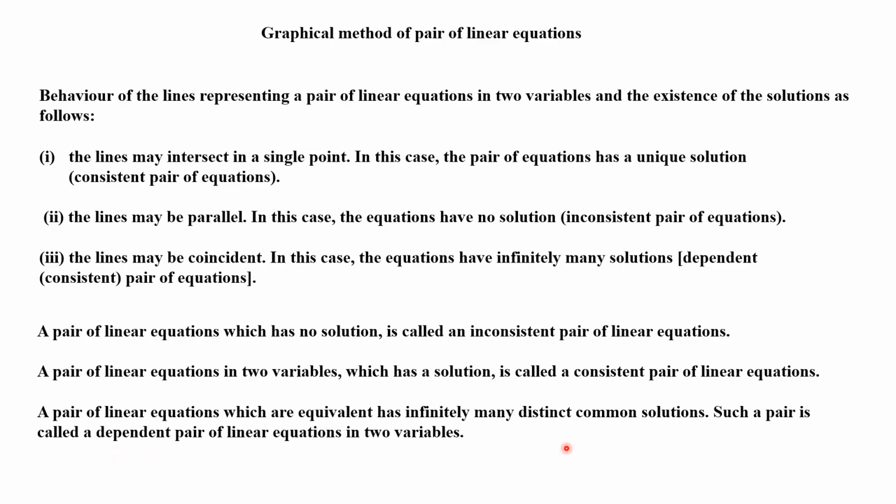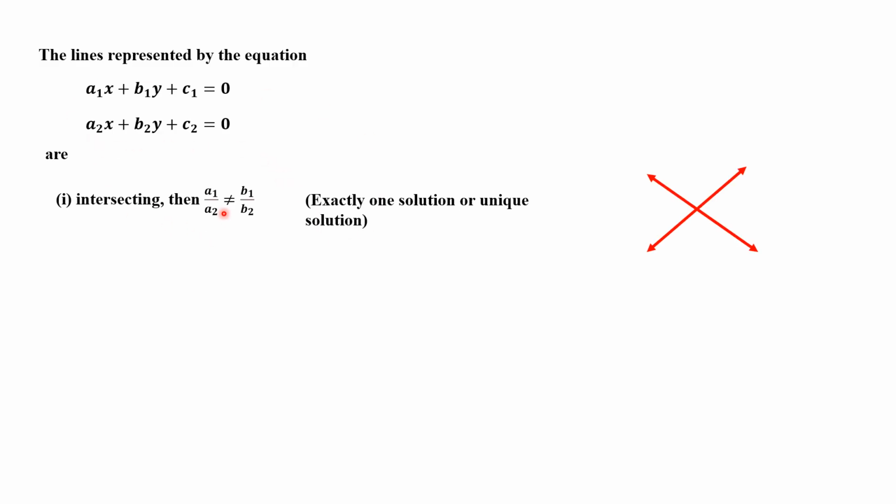So these are all theoretical terms which you should know. Now I have taken two equations, the general form of two linear equations: a1x plus b1y plus c1 equal to 0 and a2x plus b2y plus c2 equal to 0. Now if both the lines intersect at one point, in that case what will happen? The ratio of a1 by a2 is not equal to b1 by b2. Without plotting the graph also you can check whether you will get one solution, many solutions or no solution.